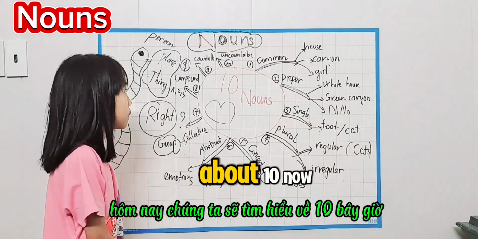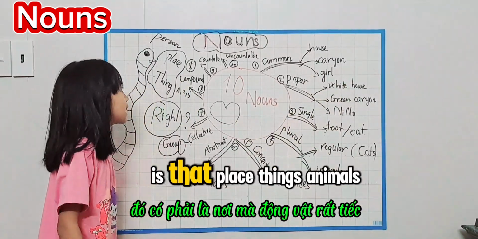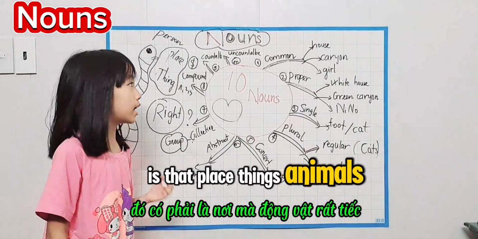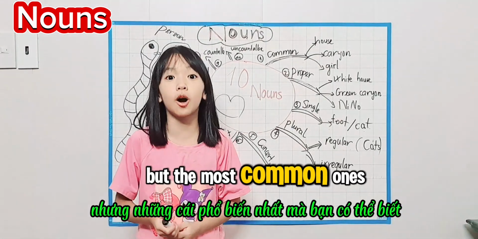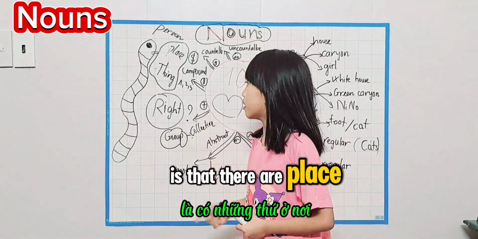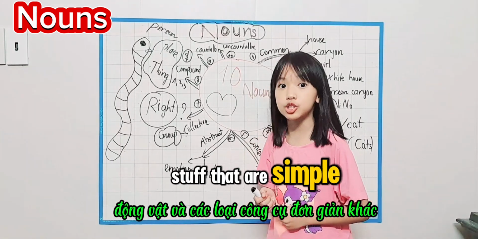Today we're going to learn about the 10 nouns. So you probably know the simplest noun, okay? That is place, things, animals. Oops, I forgot to write animals here. But the most common ones you might know are place, things, animals, and other kinds of stuff that are simple, you know?